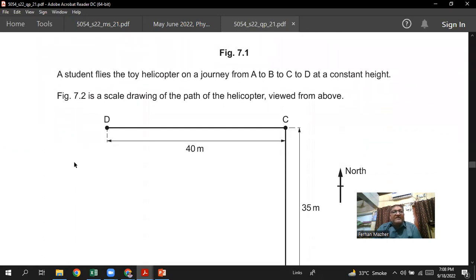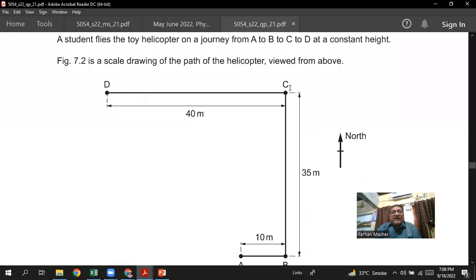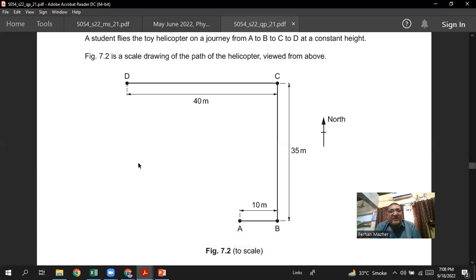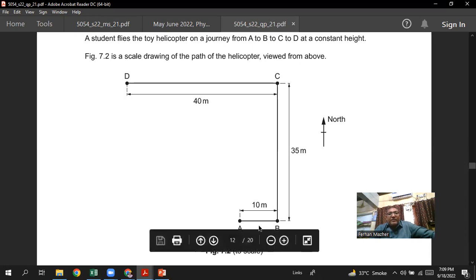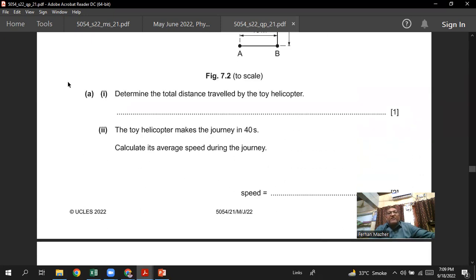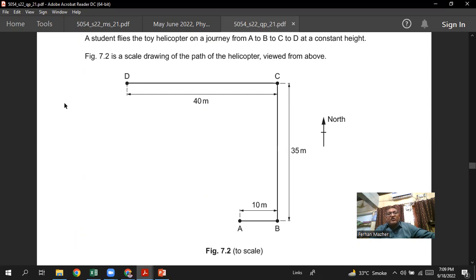The student flies the toy helicopter on a journey from A to B to C to D at a constant height. Figure 7.2 is a scale drawing of the path of the helicopter viewed from above. You can see from A to B, B to C, C to D. This is 10 meter, this is 35 meter, this is 40 meter. The question is: determine the total distance traveled by the toy helicopter.